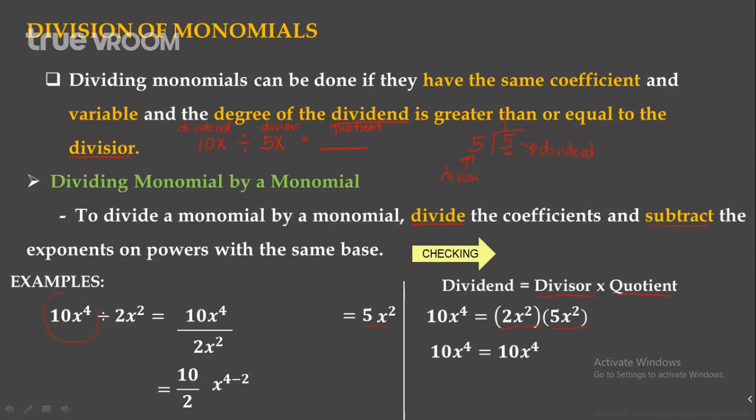Understood? Okay, another example. So we have negative 27a raised to the 7th power, b raised to the 9th power, divided by 9a squared, b raised to the 4th power. So again, first, divide the coefficients. What are our coefficients? What is our dividend first? What is our dividend? Anyone? Negative 27.